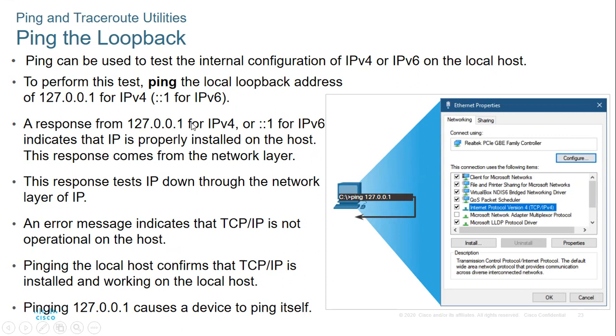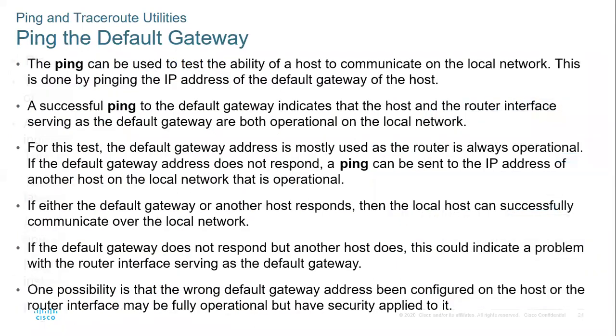So make sure to take notice. This is the loopback address for IPv4. And this is the loopback address for IPv6. As you can see, ::1. Very, very important to know these.